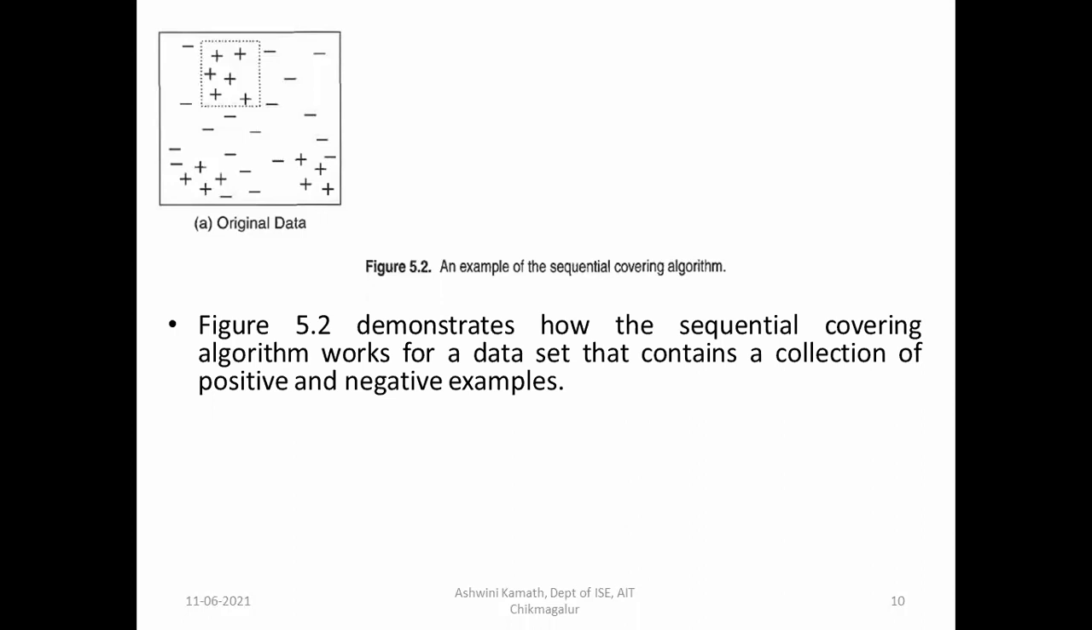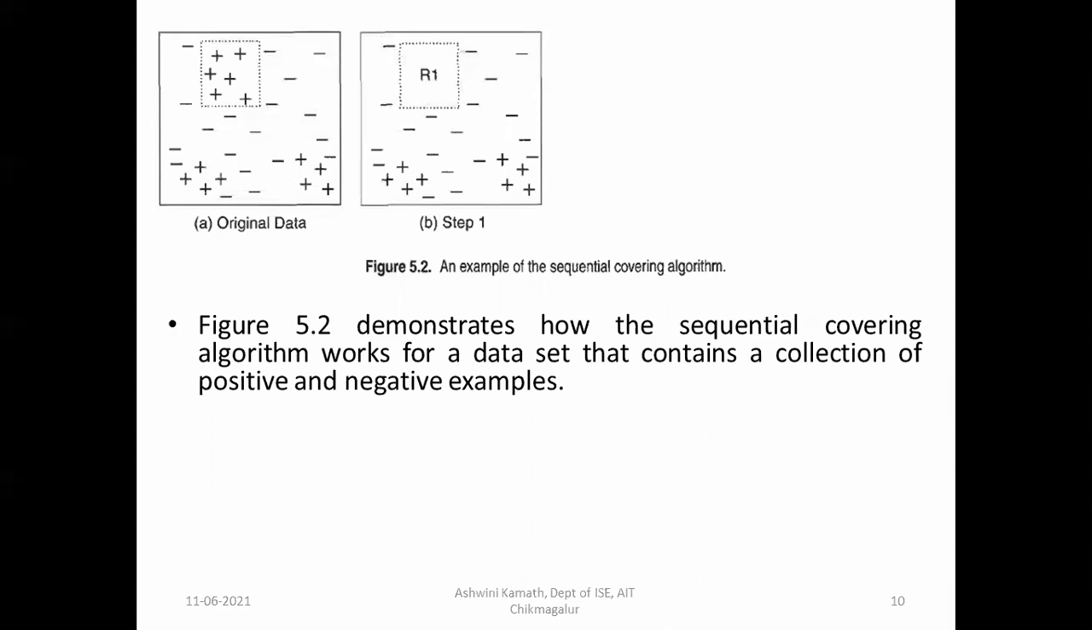Figure 5.2 demonstrates how the sequential covering algorithm works for a data set that contains a collection of positive and negative examples. You can notice here that we have positive examples in this set, which is marked by R1. We have 6 records. Then in the bottom we also have 4 records, but this one has the most positive records, right? So this will be considered first. It is considered as rule R1.